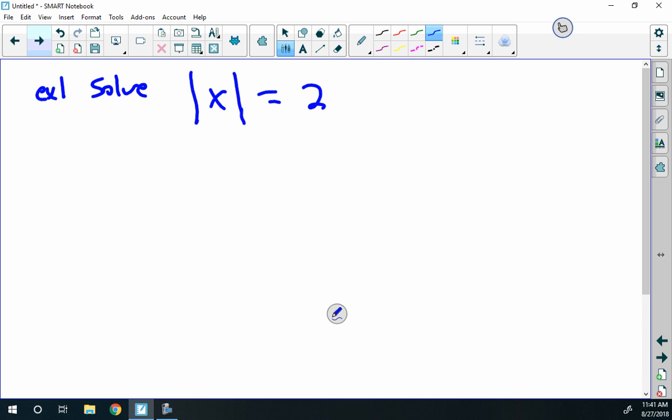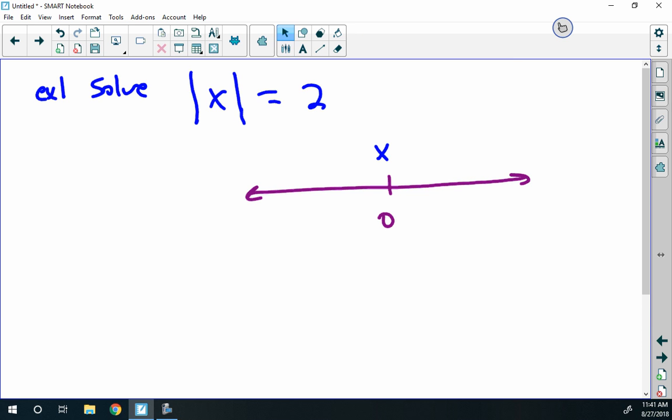Now, I know what somebody's thinking. They're thinking, oh, this is easy. It's 2. Well, sure, it's 2. But what they don't stop to think of is, what this is really saying is, I've got an x somewhere, and I want to know how far x is from 0 on the number line.